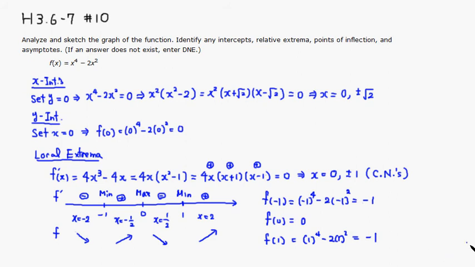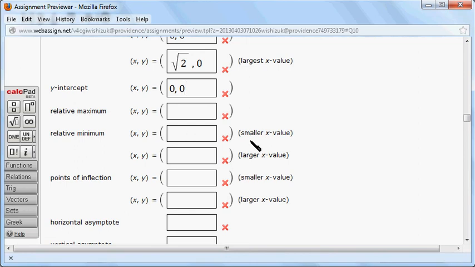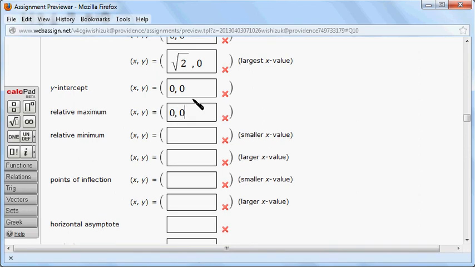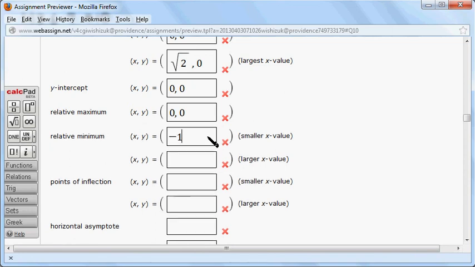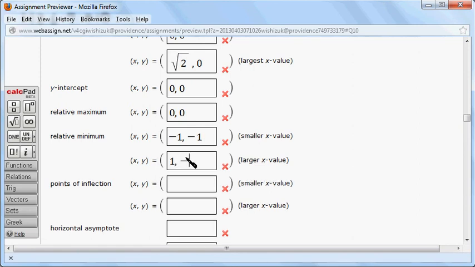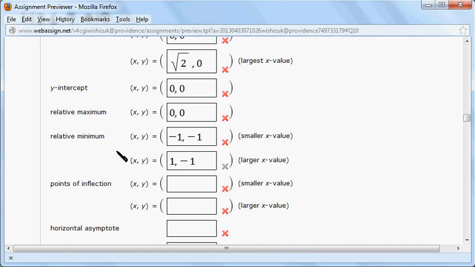So let's type it in. Right, so the relative max would be at 0, 0. And the relative min was negative 1. Oh, actually, we have to do a smaller, so it's negative 1, comma, negative 1. And the larger one, so it's x equals 1, comma, negative 1. Right, so those are the local minimums. Right, then points of inflection. So let's find that.